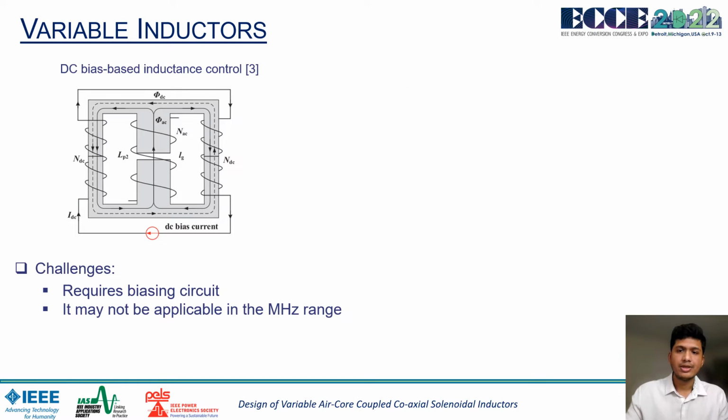Another method used to design a variable inductor is the use of DC biased flux on a core. This method does not require any mechanical movement and the volumetric density is very high. However, it does require a biasing circuit, and this may not be applicable for the megahertz range, where air core inductors are generally used.